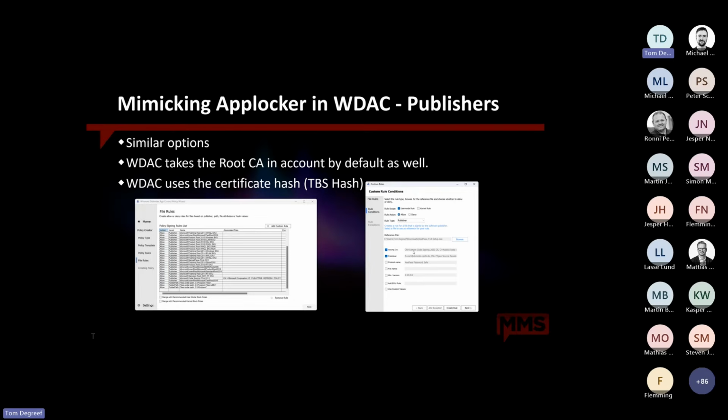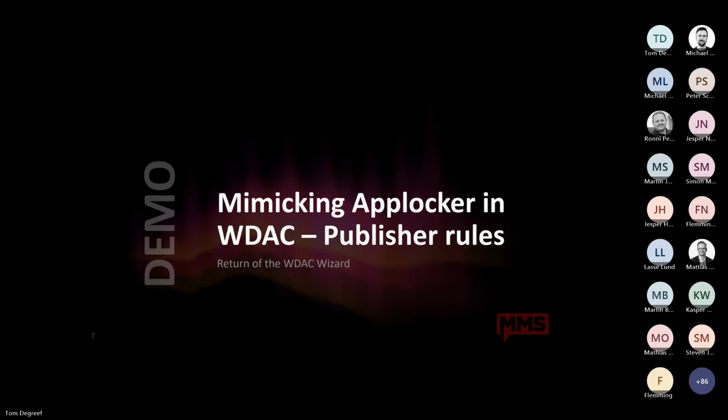It's something called the TBS hash, which is similar to a SHA-256 hash, but it just excludes certain criteria to make sure that the certificate remains trusted, even if some of the small things are modified. So it's a different property that you can unfortunately not actually see on a certificate. There are tools out there that allow you to extract it, so you can then do some comparison. So that's publisher rules, and I've just shown you how to do that in the WDAC wizard.